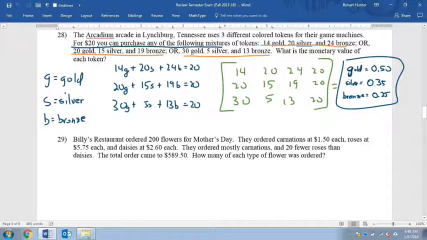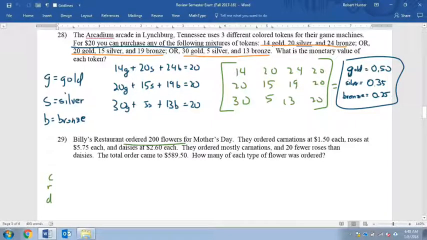Billy's restaurant ordered 200 flowers. They contained carnations for $1.50 each, roses for $5.75 each, and daisies for $2.60. They ordered mostly carnations, and then 20 fewer roses than daisies. Okay, so here we go. We got 3 different types. I'll do C for the carnations, R for the roses, D for the daisies.